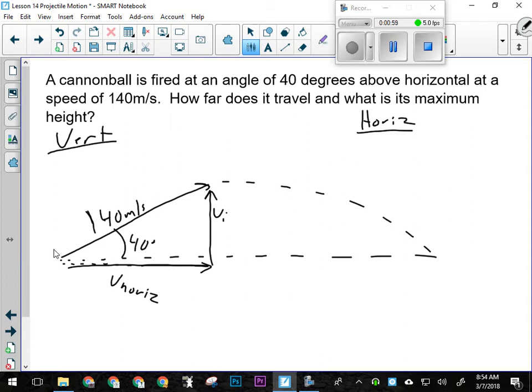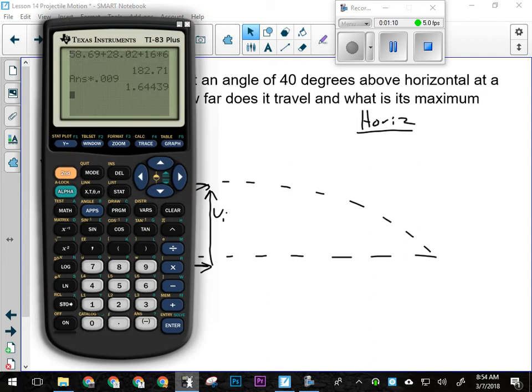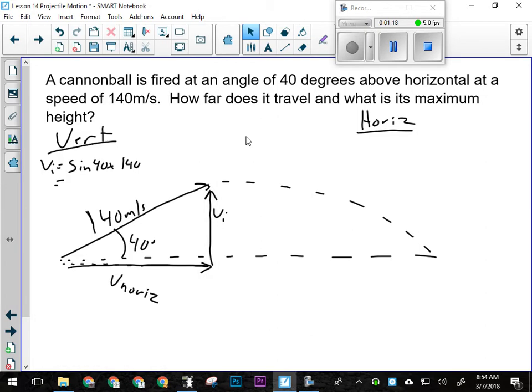Okay, so if I want to find VI, it's the opposite side of this triangle. So that'll be the sine of 40 times 140 meters per second. Okay, so 89.99 meters per second, and that's going to be positive. Okay, we know the acceleration is negative 9.81 meters per second squared.